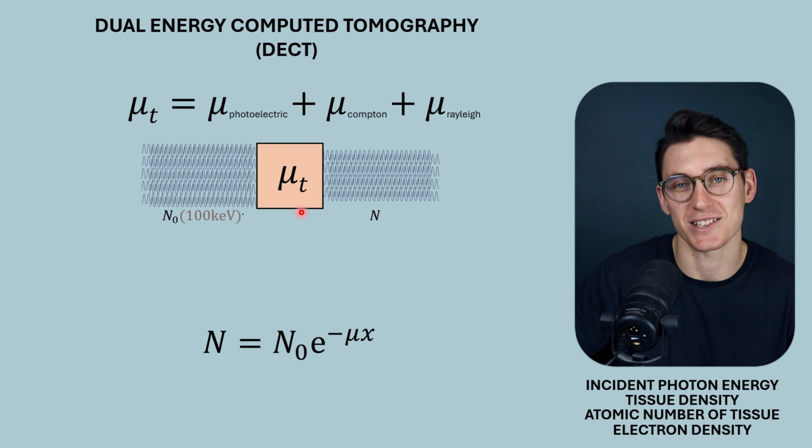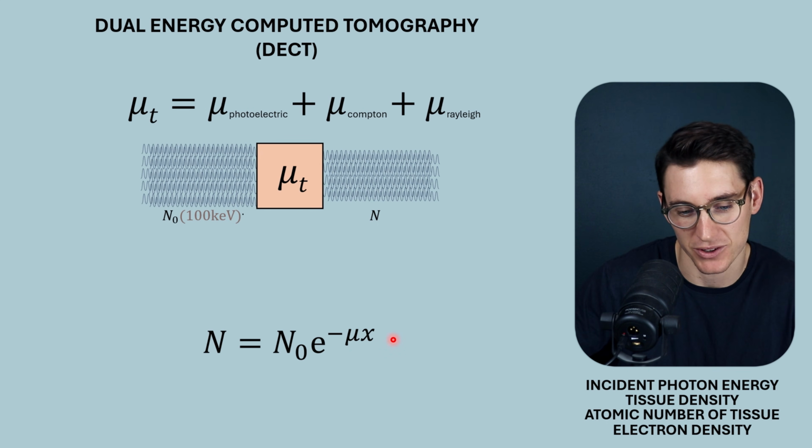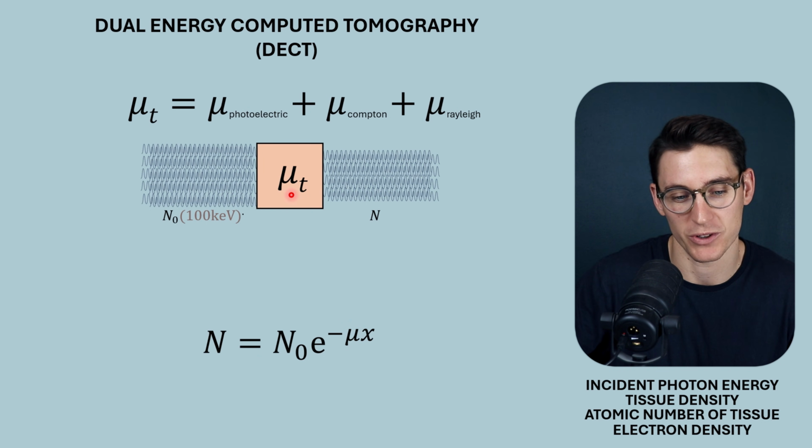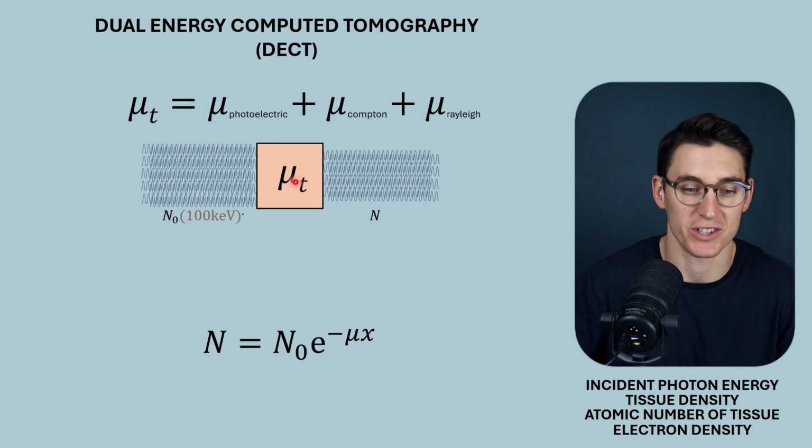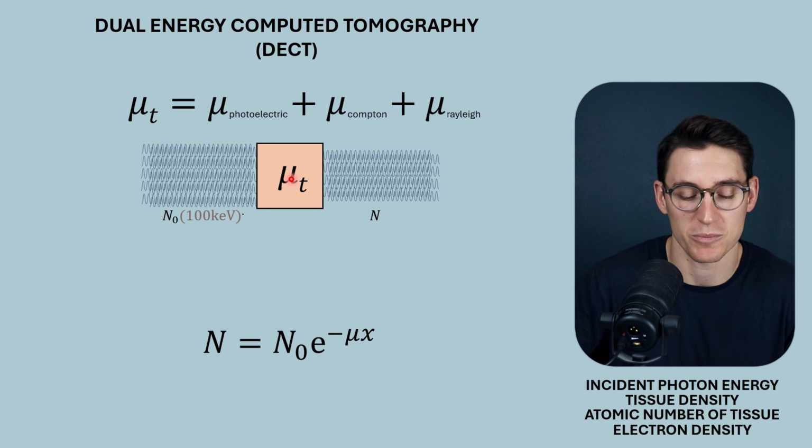We know that attenuation is an exponential process. That's why we've got this part of the equation here. And we can isolate the unknown variable here, which is the linear attenuation coefficient, and calculate it for this voxel of tissue. That's how it's done in computed tomography.